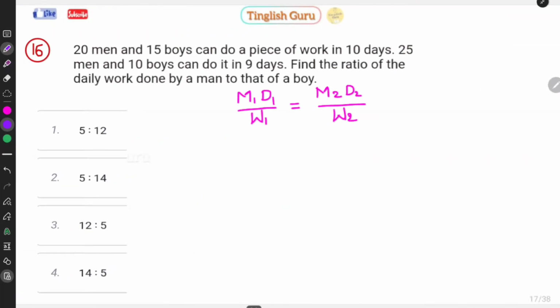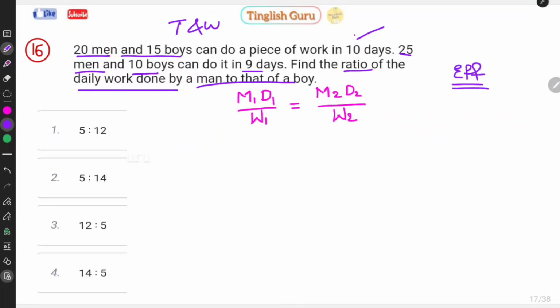Next, this bit is related to time and work. So, 20 men and 15 boys can do a piece of work in 10 days and 25 men and 10 boys can do it in 9 days. So, find the ratio of daily work done by a man to that of the boy. Daily work done is nothing but efficiency.